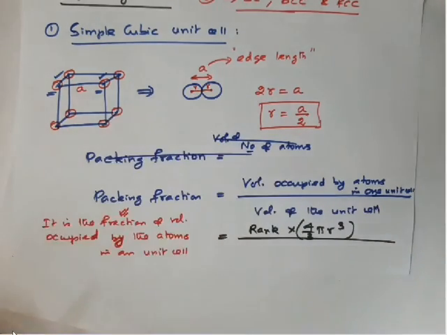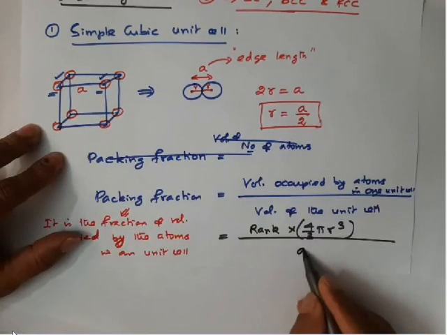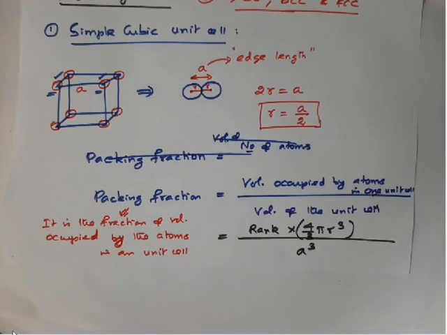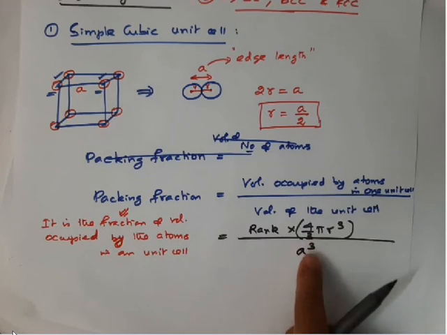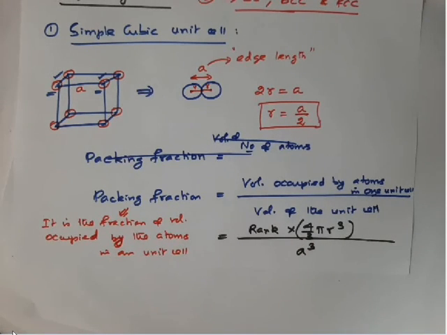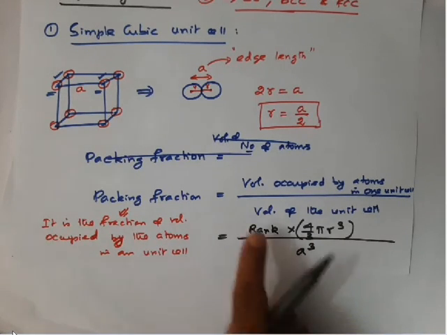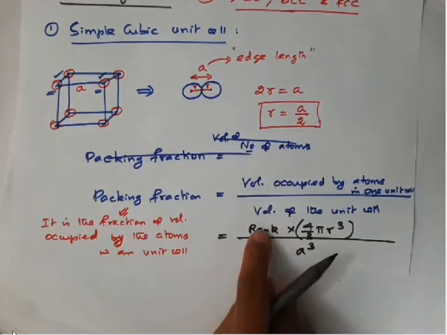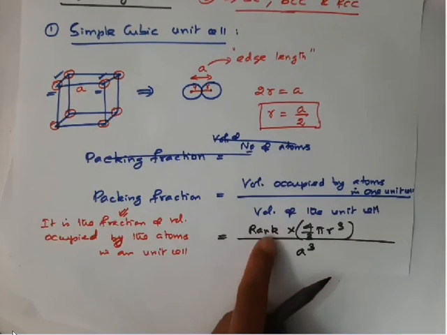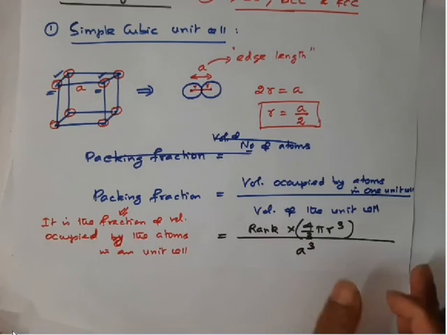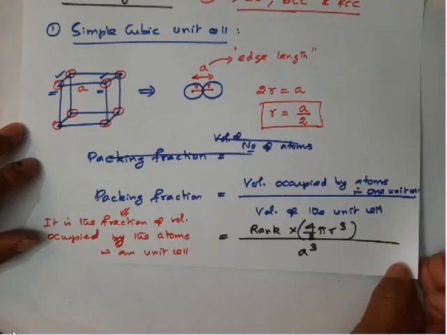What type of unit cell is this? Cubic. What is the formula for volume of a cube? A cube. Here length is A, so A cube. So rank into 4 by 3 pi r cube divided by A cube will give you packing fraction, simple. And you know very well, for simple cubic unit cell, rank is 1. So you put 1 here. Let me do it in the next page. I'll just turn the page.